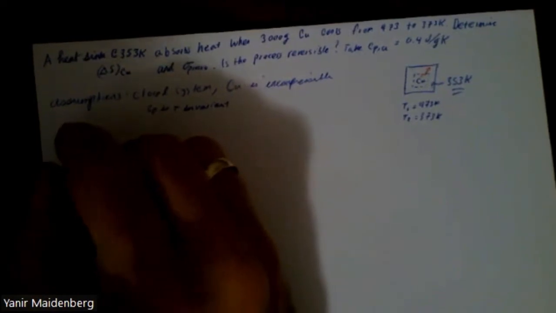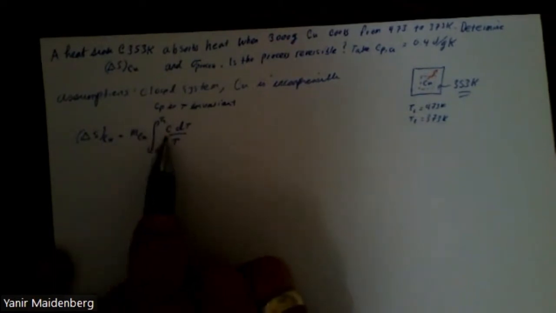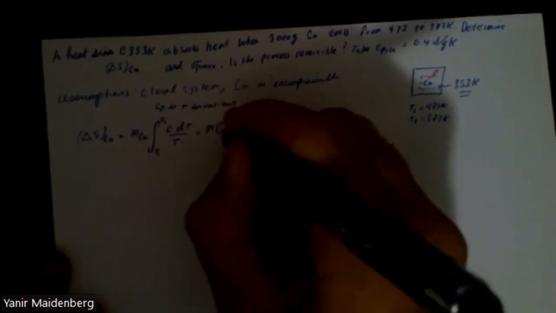Okay, so the entropy change for an incompressible substance, for copper, we're going to say it's incompressible. So to get the entropy change, I'll remind you, it's the integral of C dT over T from T1 to T2. We're going to assume that C is equal to CP because it's incompressible. All the specific heats will be equal, so it's going to come out of the integral. And we're going to basically get m times CP of copper times the ln of T2 over T1. That's going to give us that.